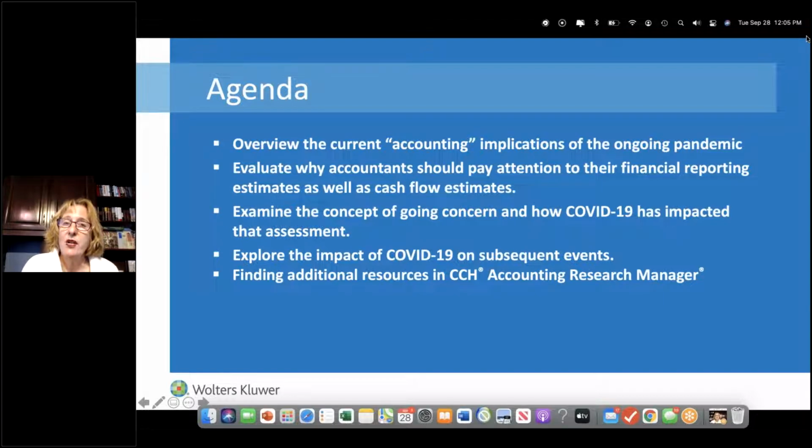And some companies are on that verge of that critical issue. So it's important, and the SEC has really reinforced that to auditors, public accounting auditors. So we're going to talk about that a little bit.